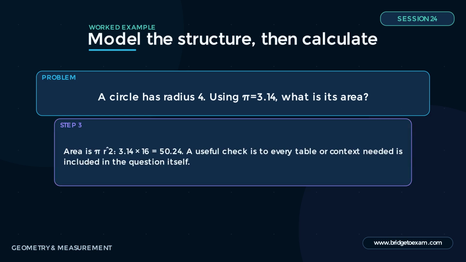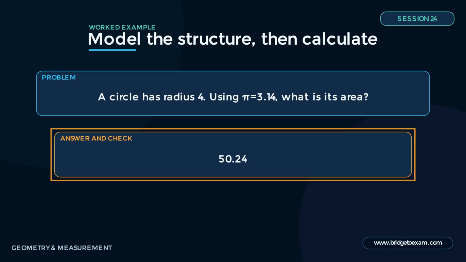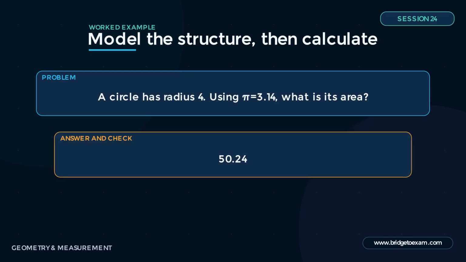Step 3 carries out the mathematics. Area is pi r squared, 3.14 times 16 equals 50.24. A useful check is to make sure every table or context needed is included in the question itself. The answer is 50.24. Now verify the result against the original wording. The quantity, numerical size, and unit must all make sense together.